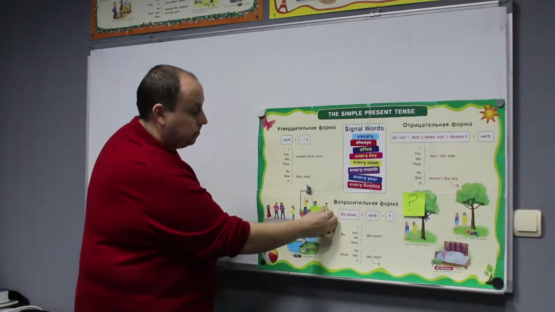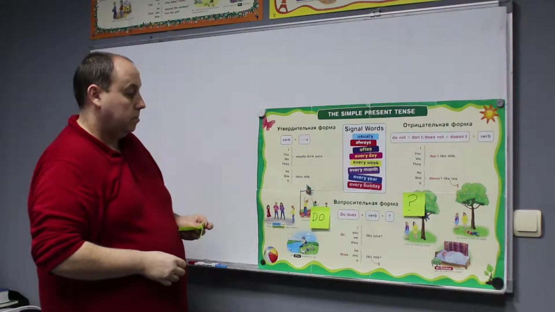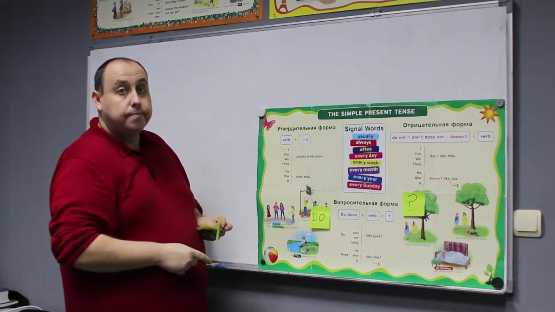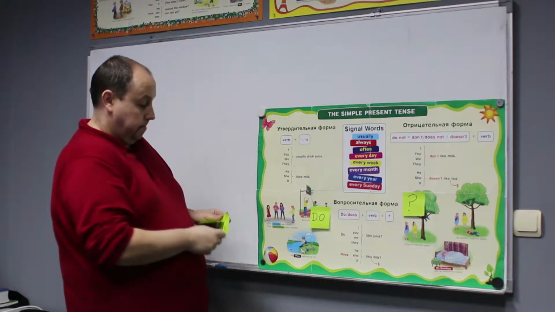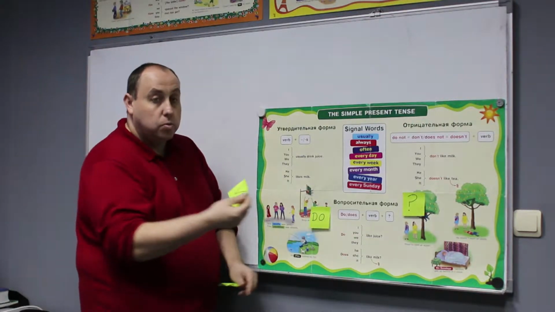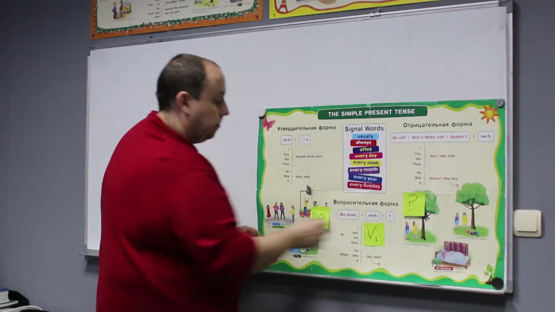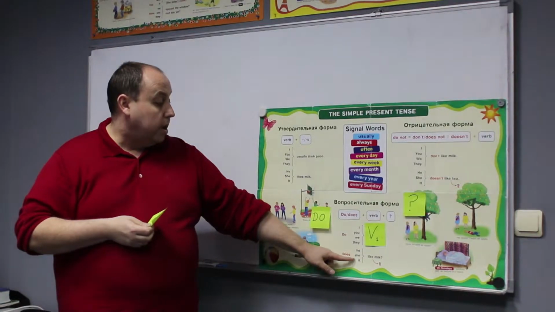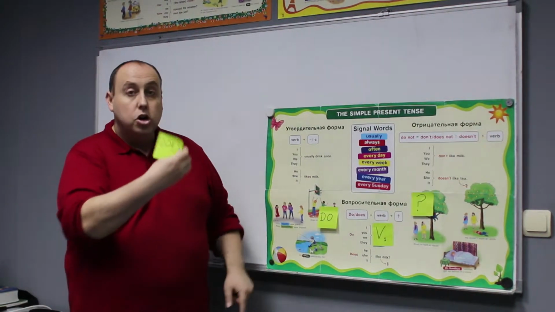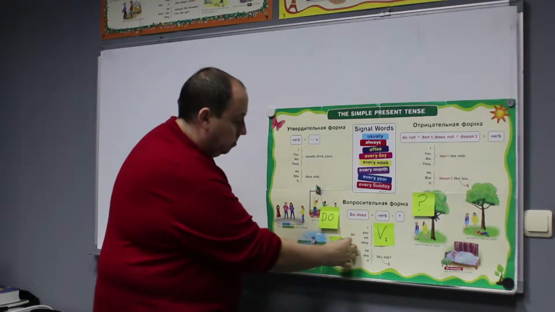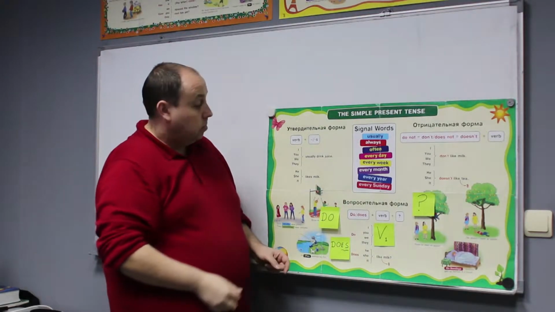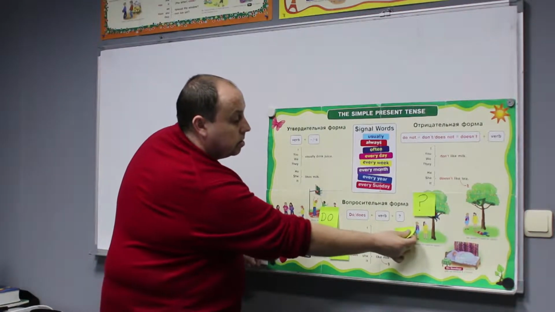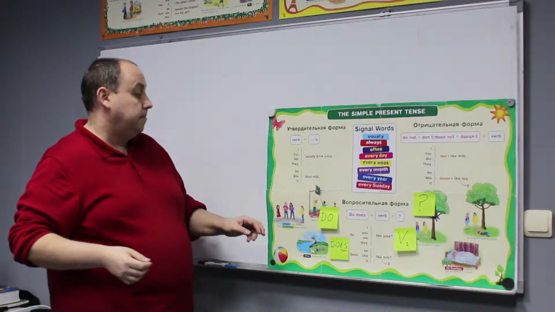So, I, you, we, they uses the helping verb do, followed by the main verb, which is the verb in the first form. However, he, she, or it, the third person singular, uses the helping verb does, once again followed by the verb in the first form. So the examples we've got here.